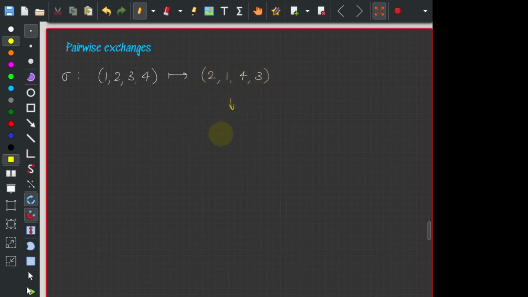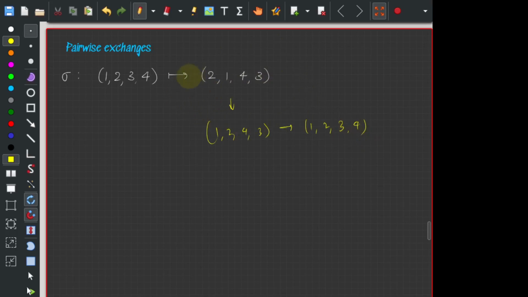I can convert 2, 1, 4, 3 to 1, 2, 4, 3, and then to 1, 2, 3, 4. So basically I swap 1 and 2, and in the second step I swap 3 and 4. And I could bring this back to 1, 2, 3, 4. Any questions? Is this clear? I found the number of such operations required. In this case, I require two pairwise exchanges to bring this permutation back to 1, 2, 3, 4.